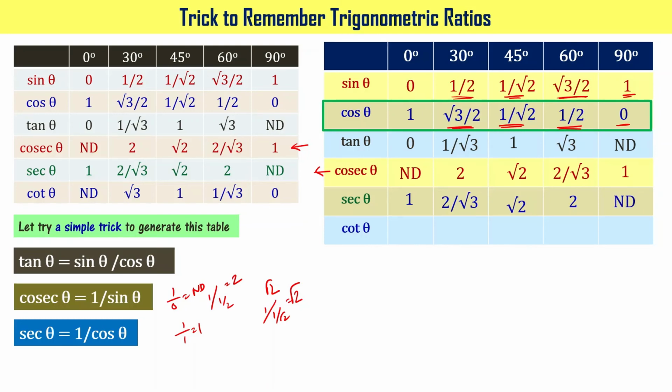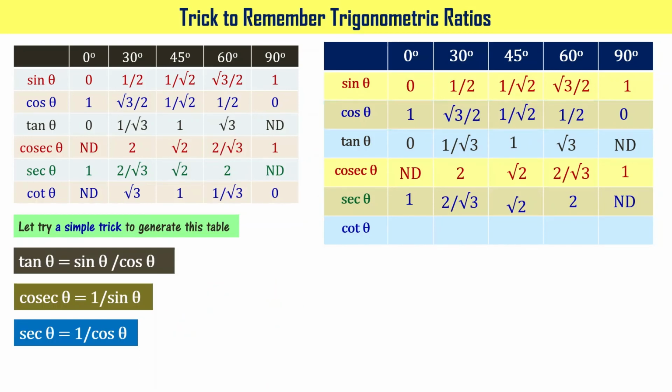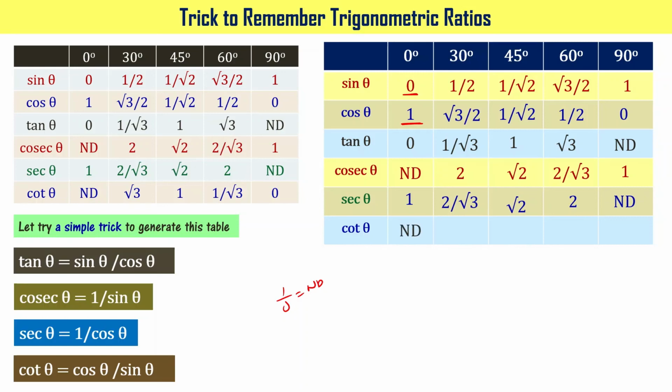Now you compare the sec function values. All same. Now let us write cot theta. Cot theta can be defined as cos theta divided by sin theta. Here for 0 degrees, cos theta is 1 and sin theta is 0, which means 1 by 0, that is going to be not defined. Cot 0 degrees is equal to not defined.